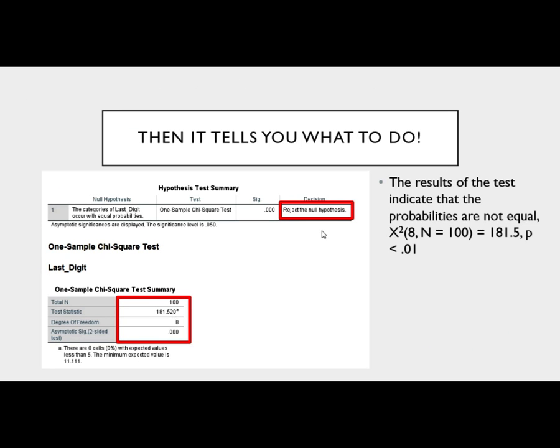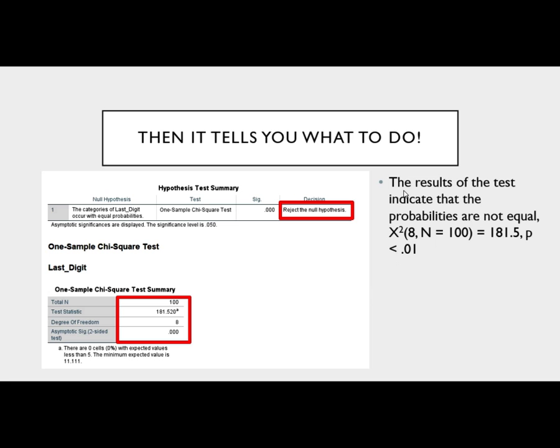Then it tells you what to do. We don't have to even think about it: the p is low, the null must go. It says reject the null hypothesis because that p-value is tiny. We can come down here and see our sample size n was 100. Our test statistic was 181.5. Our degrees of freedom are given to us, 8. And then the p-value is very, very small.